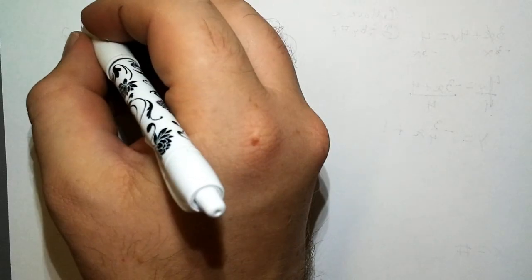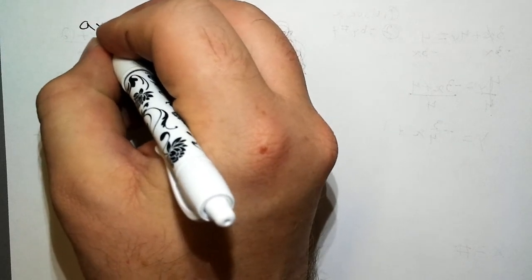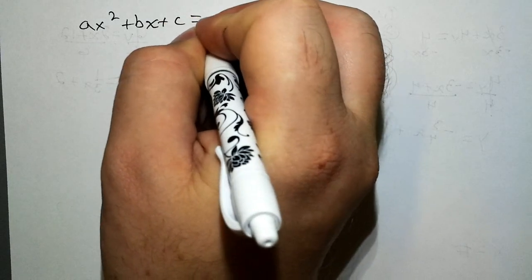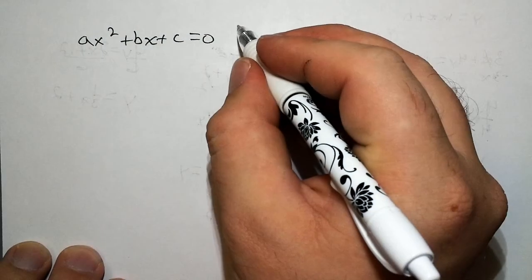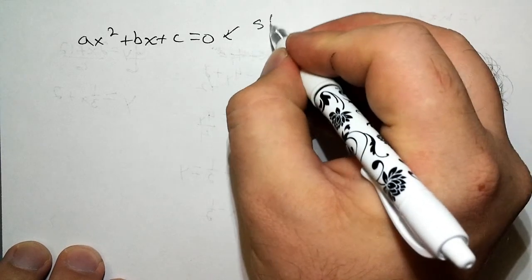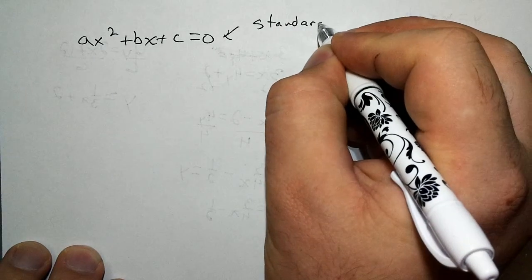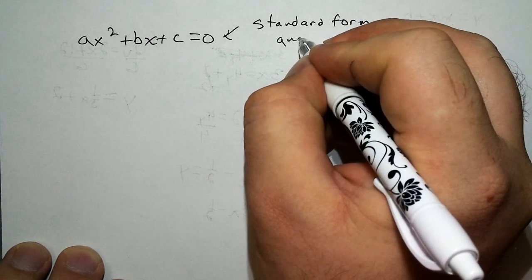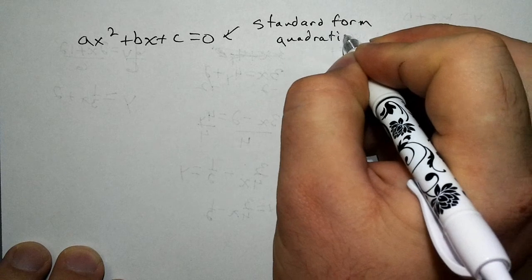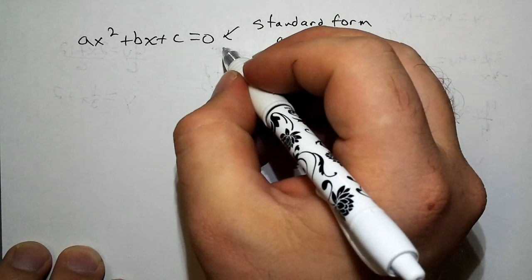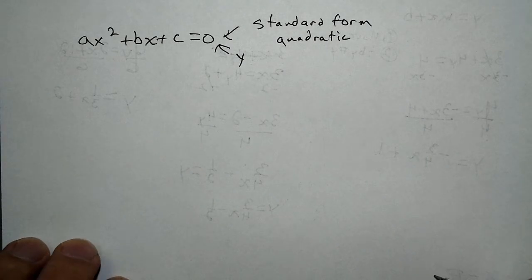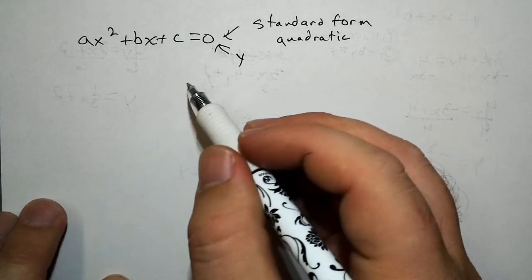Alright, for our last video, we're going to talk about changing things into ax squared plus bx plus c equals 0. Now this is the standard form for a quadratic. What's really good about this form is you can put in y for the 0 and you can graph these. So the whole point is to try and change these to where we can graph them.